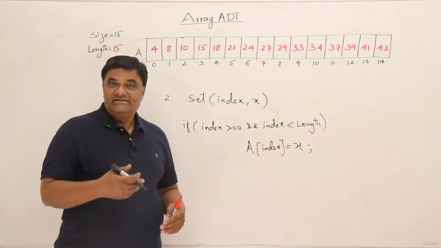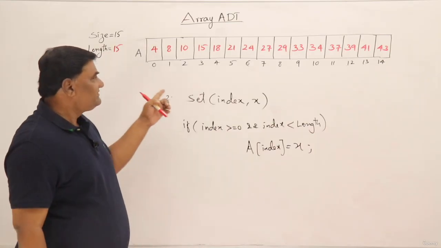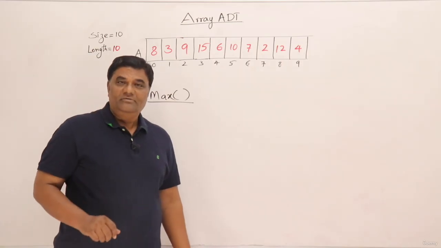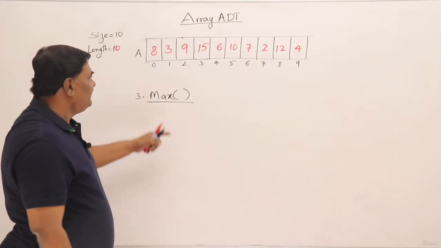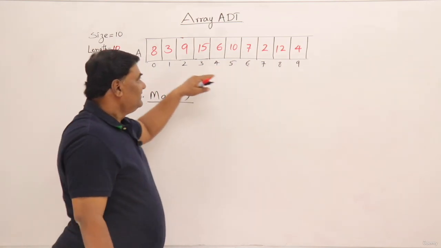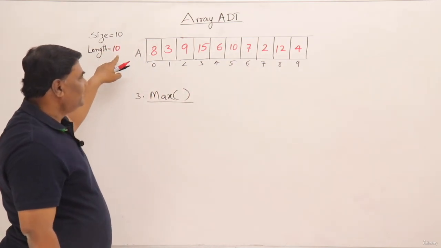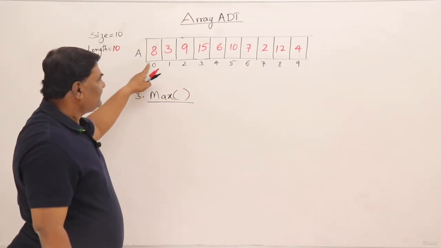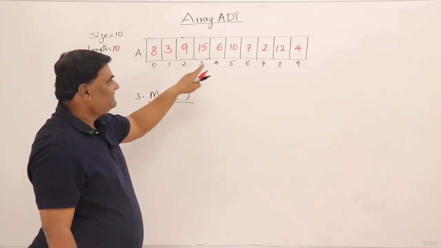Now let us move to the next method, that is finding maximum. So for that I will change the list because this is a sorted list, so I'll take some other list. Now let us look at max operation, that is finding the maximum out of these elements. So I have a list of size 10. So the size is 10 and also I have all 10 elements present there. So the length is also 10. So from this list, if you check, the largest number is, here I have 15 is the largest number.